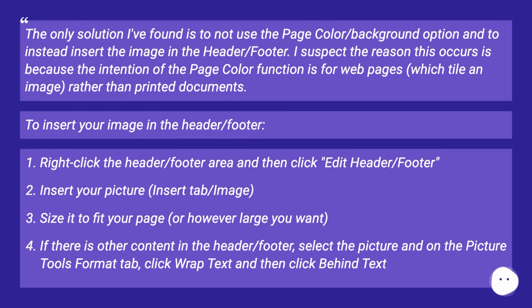To insert your image in the header/footer, right-click the header/footer area, and then click Edit Header/Footer. Insert your picture, on the Insert tab, and size it to fit your page, or however large you want. If there is other content in the header/footer, select the picture, and on the Picture Tools Format tab, click Wrap Text and then click Behind Text.